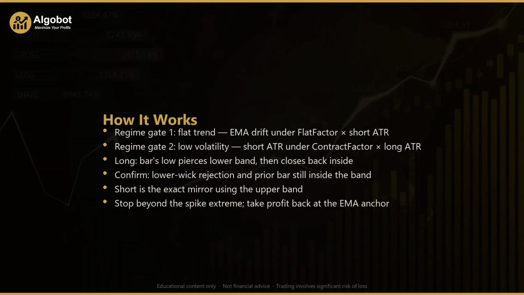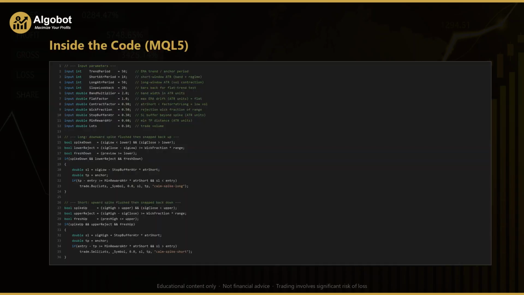Same reward filter, same logic, just flipped. Let's read the meta-editor code on screen. At the top are the input parameters. Trend period sets the exponential moving average anchor at 50. The short and long average true range periods, 14 and 50, drive the bands and the volatility check. Slope lookback of 20 defines how far back the flat trend test looks.